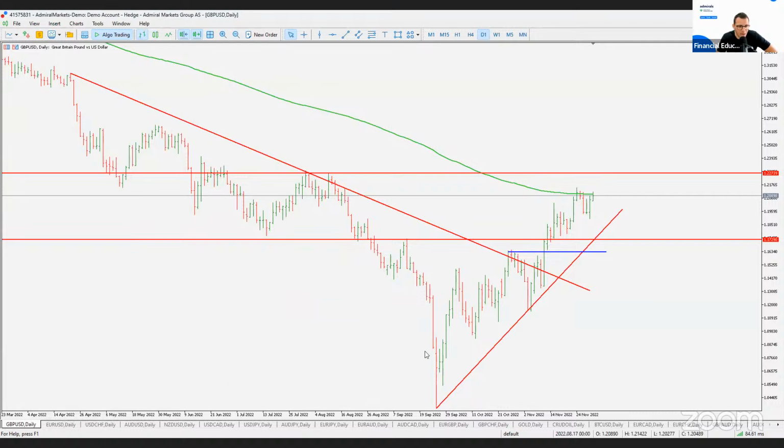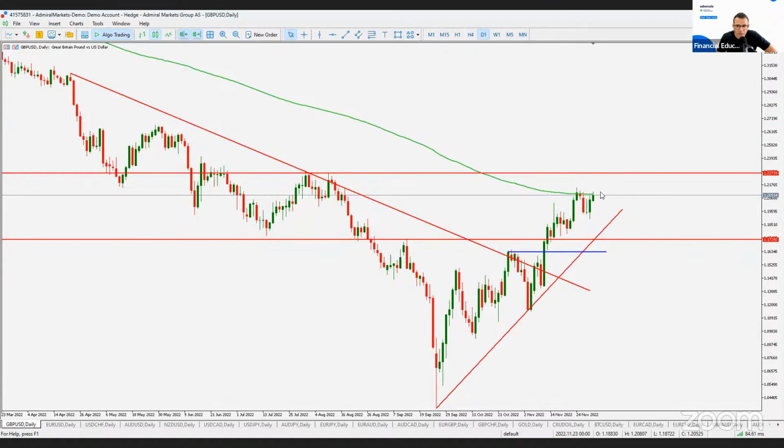Let's start with the pound against the US dollar. So again, around this 200 moving average. Well, can we see some pullback? We said it yesterday, definitely we can see some pullback here. But at the end, if the dollar is going to just sell off, then definitely we're going to see this push to the downside.